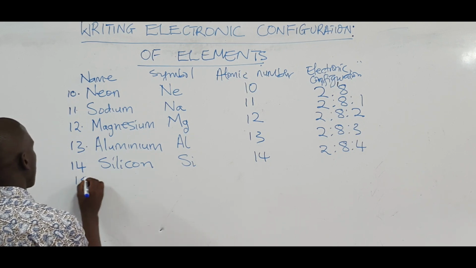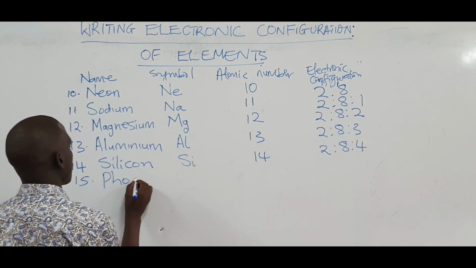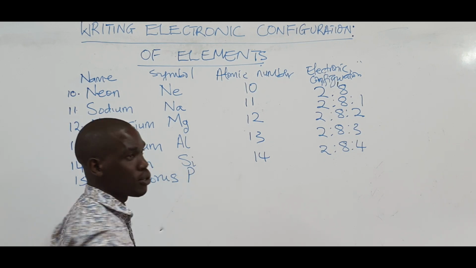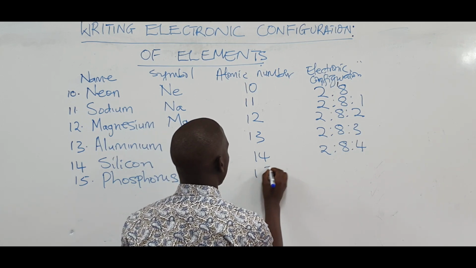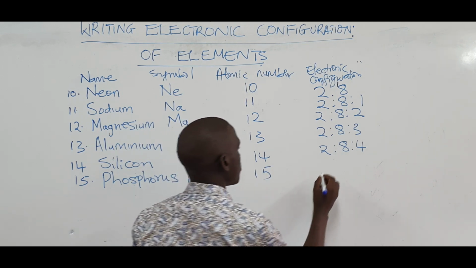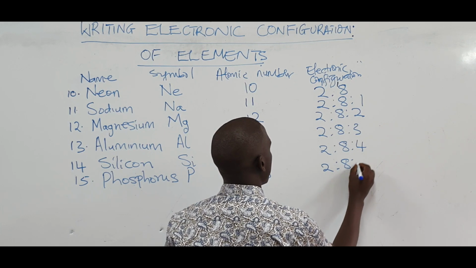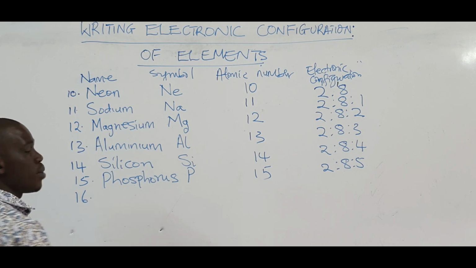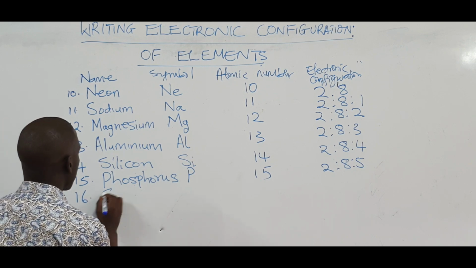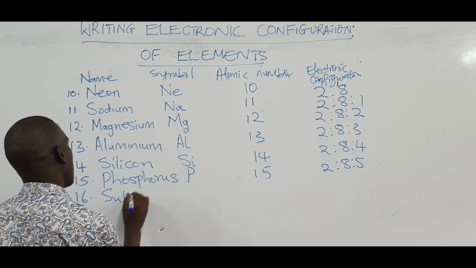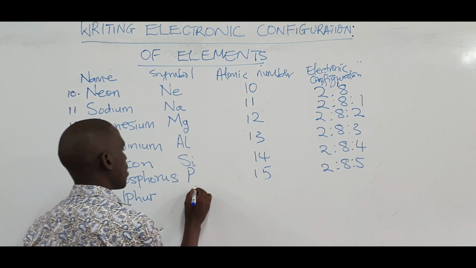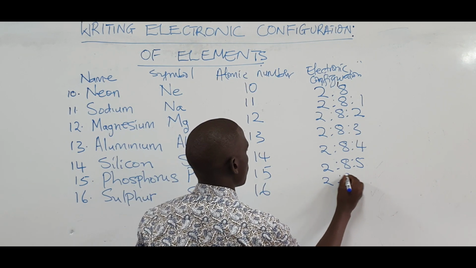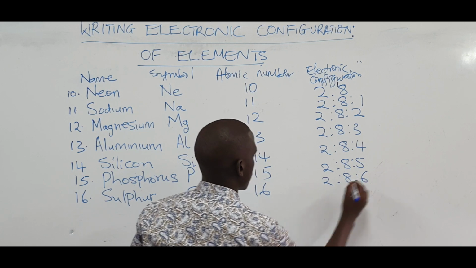The 15th one is phosphorus. Phosphorus symbol is capital P. The atomic number is 15. Electronic configuration is 2, 8, 5. The 16th element we have is sulfur. Sulfur, that is capital S. We have 16, that is 2, 8, 6.